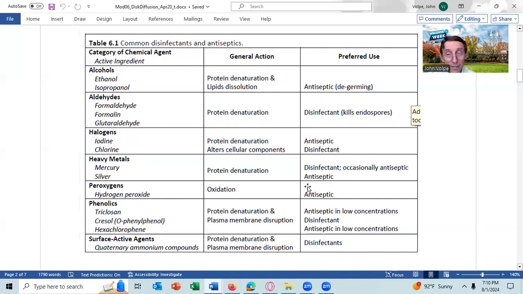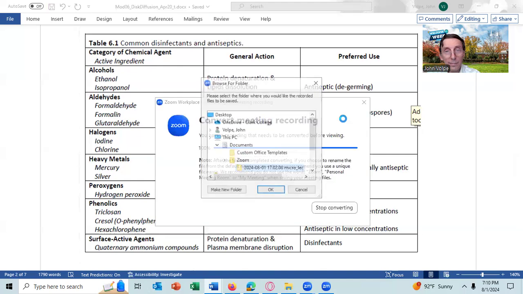And like I said, this one is one of the antiseptics or disinfectants that we're talking about, which actually does kill endospores. Most of these others do not. There is one that does. Let me see if I can find it. Here it is. The aldehydes do kill endospores also.